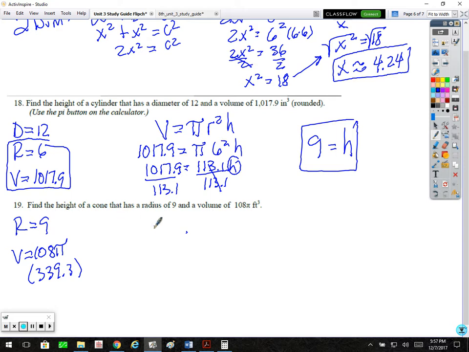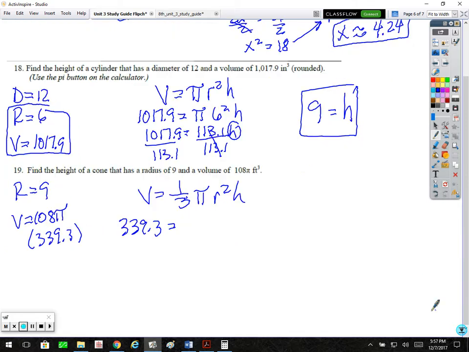So we're talking cone. So volume is 1/3 pi radius squared height. We know the volume is 339.3. Now what I want to do here, I'm going to substitute in the 9. So 1/3 pi 9 squared h. So let's put this in our calculator. We're going to change that into a decimal.